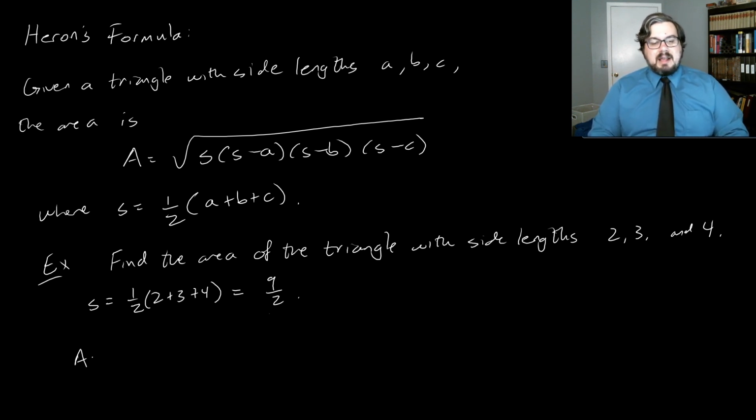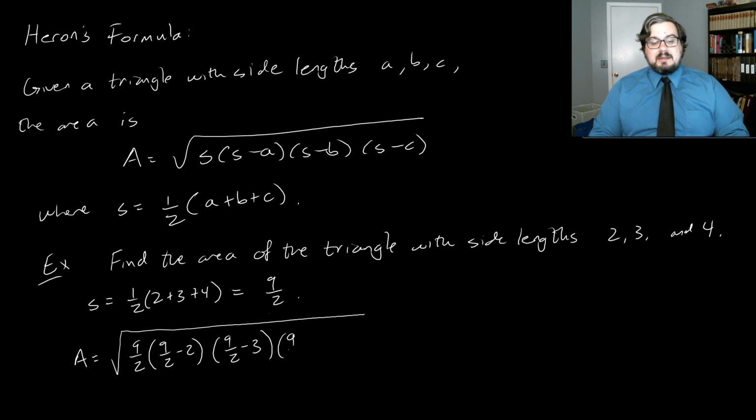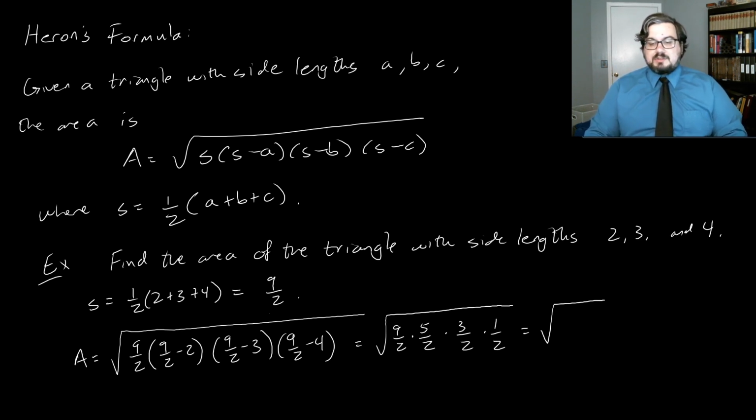So that means that the area of this triangle will be the square root of 9/2 times 9/2 minus 2 times 9/2 minus 3 times 9/2 minus 4, which gives us the square root of 9/2 times, 9/2 minus 2 would be 5/2, 9/2 minus 3 would be 3/2, and 9/2 minus 4 would be 1/2. So we wind up with the square root of 9 times 5 is 45, 45 times 3 is 135.